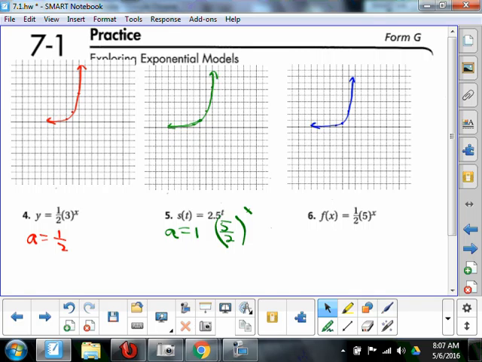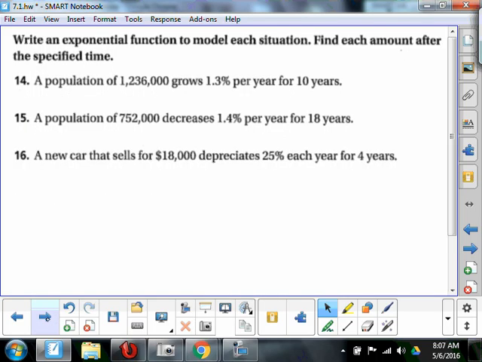Feeling all right about the graphs? So one thing, if you didn't realize this when you tried the homework, you really need to have a calculator to do some of the evaluation stuff, like number 14.